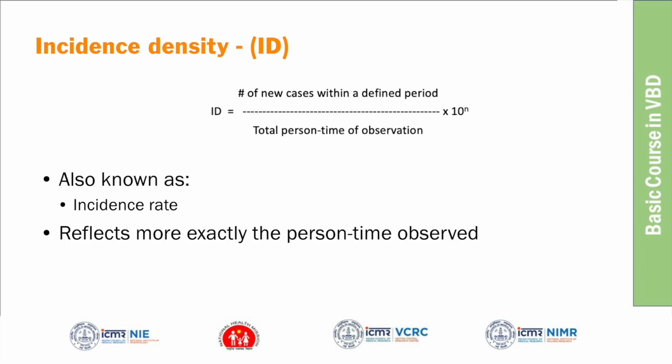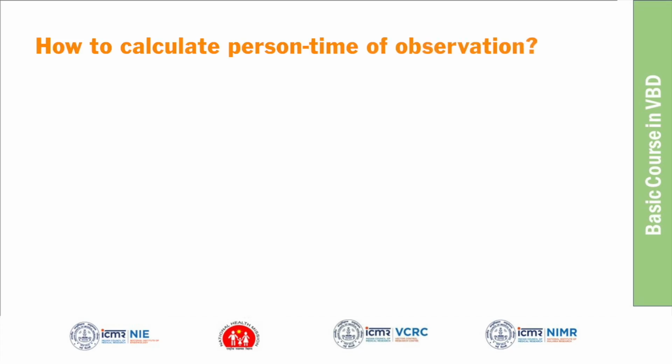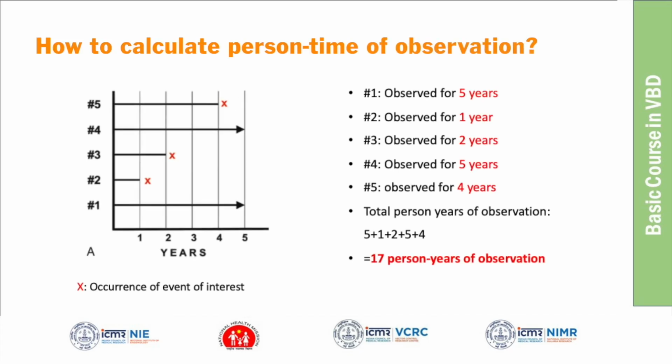However, the denominator is total person time of observation. This is otherwise known as incidence rate, and this reflects exactly how much person time the person has spent in your study or in your care. So how do you calculate this denominator, which is nothing but person time of observation?